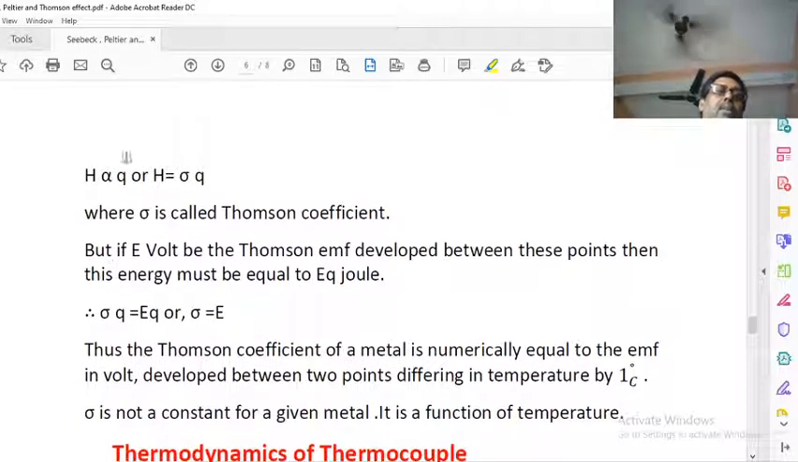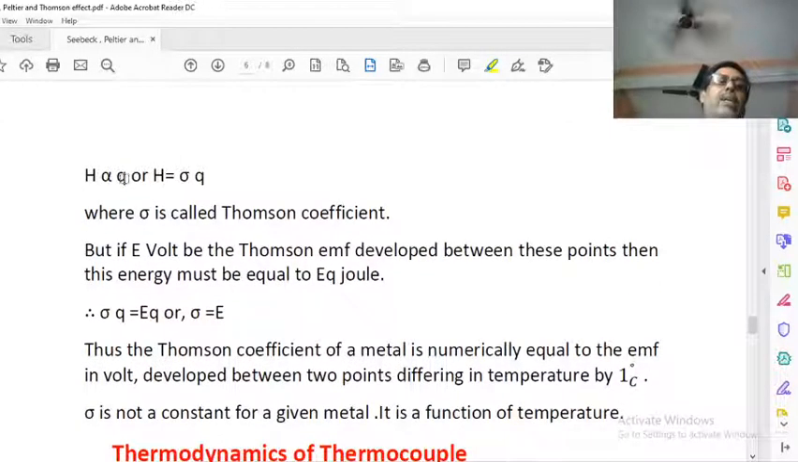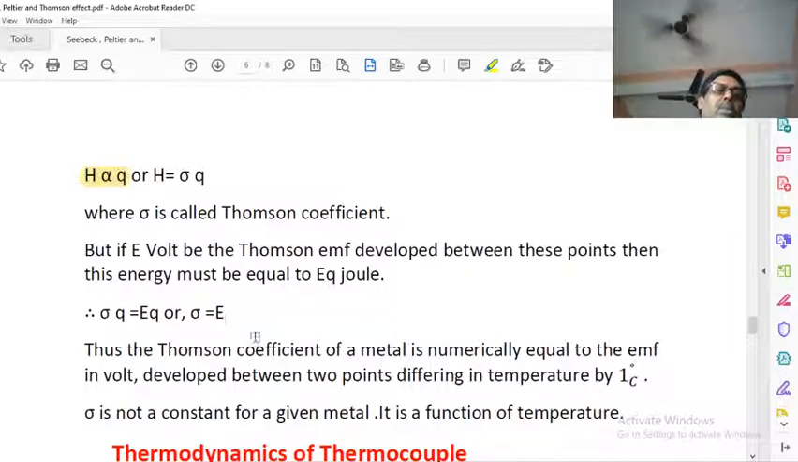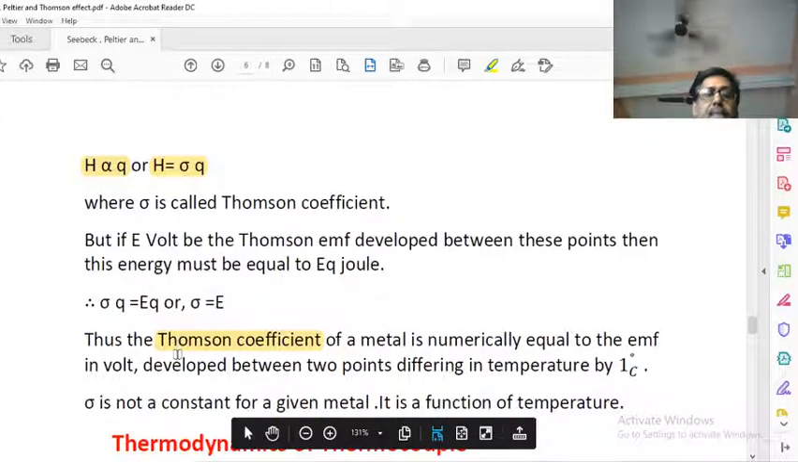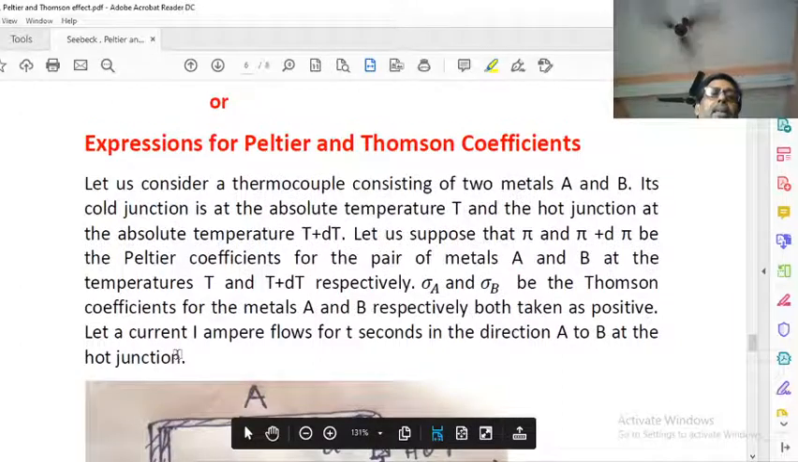Again, how much heat will be evolved or absorbed is directly proportional to Q, and if we proceed similarly, we write H is equal to sigma Q. What is sigma? Sigma is the Thomson coefficient. Actually, sigma comes in place of the constant, and it is the Thomson coefficient.